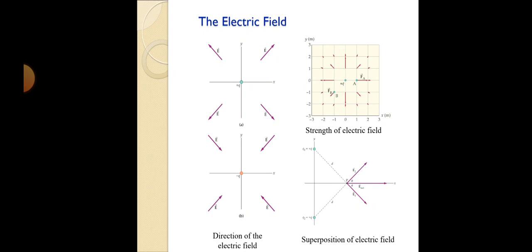Two positive charges are there, plus Q charge Q1 and plus Q charge Q2, and we want the electric field at point P. So we can put a test charge at point P, and at point P it will experience forces and electric fields E1 and E2, and by superposition of them we get a resultant electric field E net. This is the superposition principle of electric field. Because the electric field is a vector quantity, that's why superposition occurs.